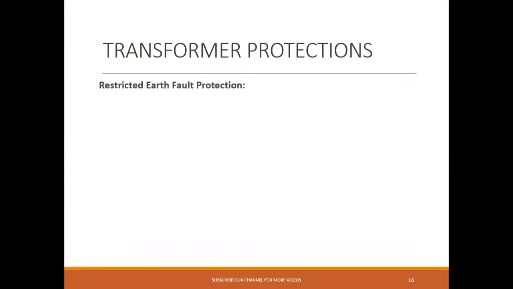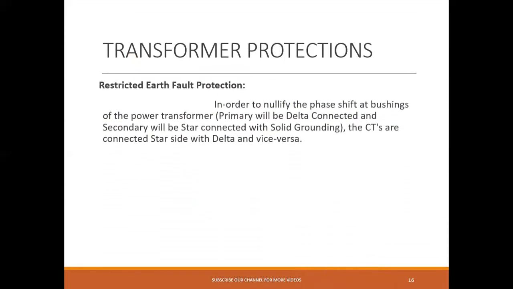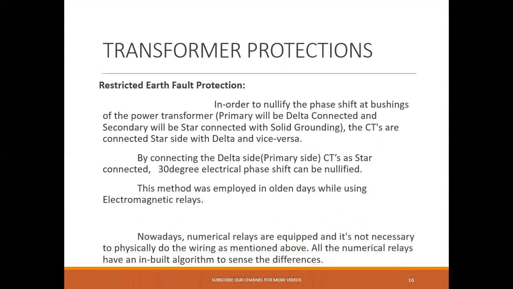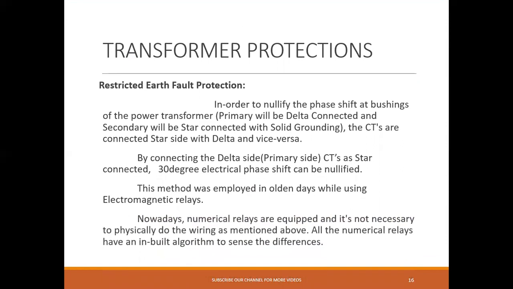Then restricted earth fault protection. In order to nullify the phase shift at bushings of the power transformer, the primary will be delta connected and the secondary will be star connected with solid grounding. The CTs are connected star on the delta side and vice versa. By connecting the CTs on the primary delta side as star connected, the 30-degree electrical phase shift can be nullified.